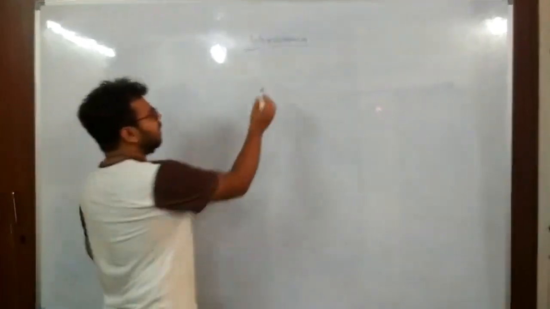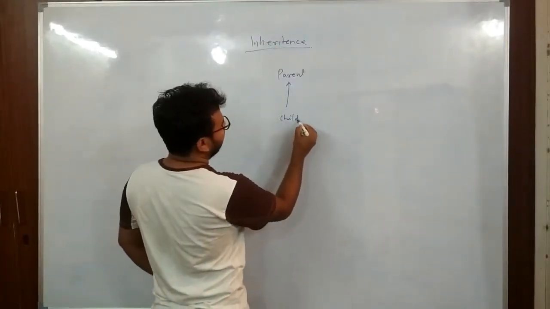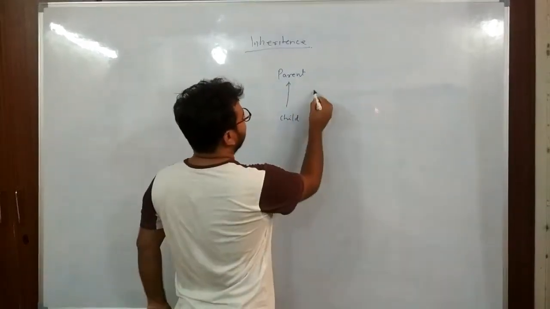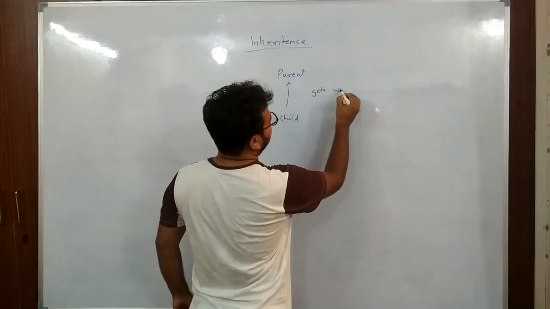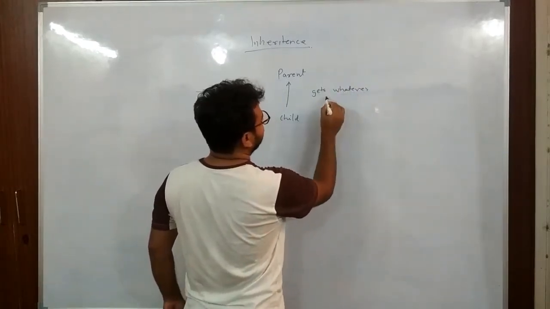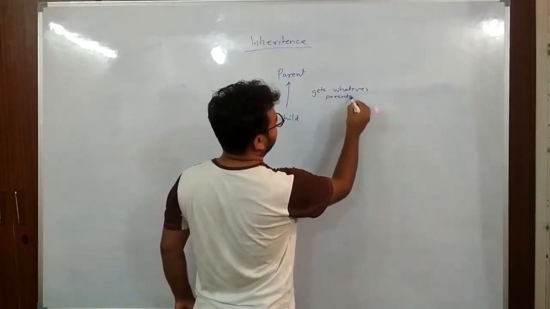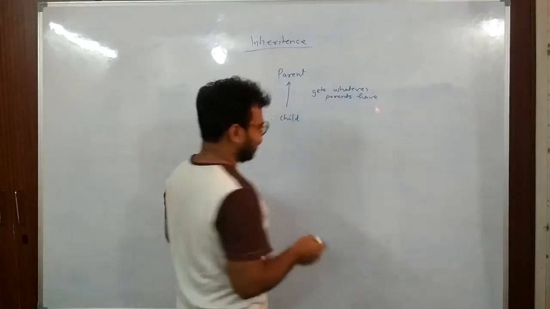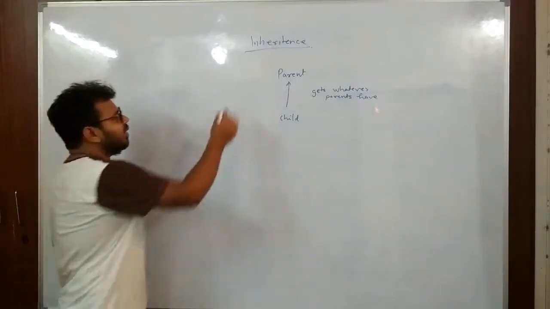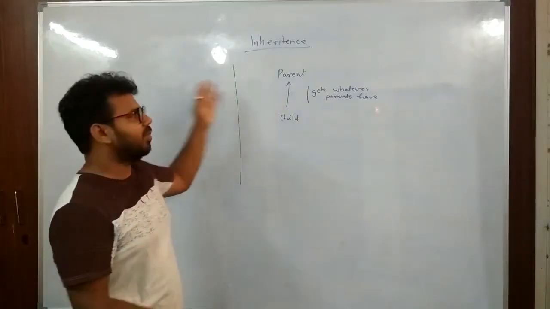Inheritance, simply, there is a parent and their child. So a child gets whatever his parents have, properties and everything parents have. Okay. So the same thing in the concept of Java. Now let's understand the same thing in the concept of Java.